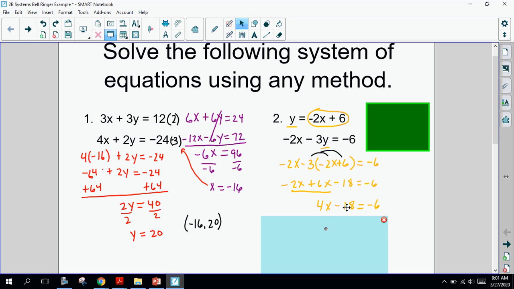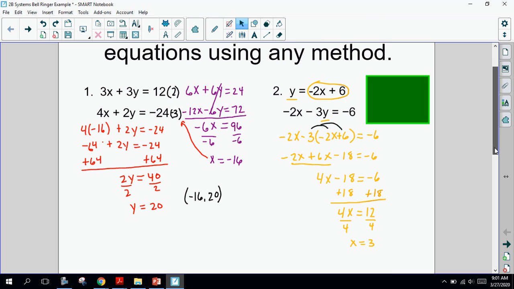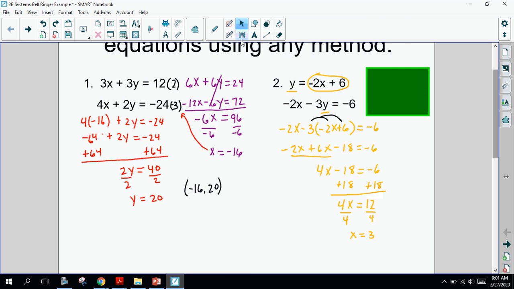Continuing to solve, I'm going to add 18 to both sides. And as I add 18 to both sides, well, the 4x is left on the left side. The 18 adds to the negative 6 to get 12. And then I finish up here, and I divide that, and I go ahead and get my answer of 3. Now that I have that answer of 3, I'm going to take it and plug it back into one of the original equations up here.